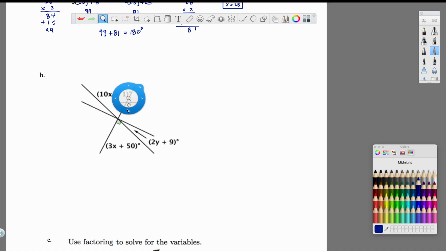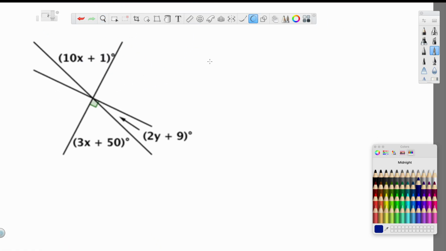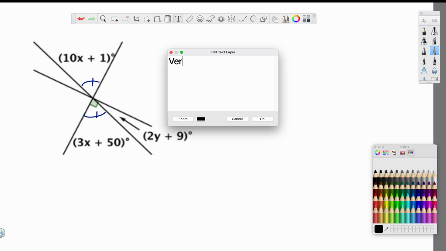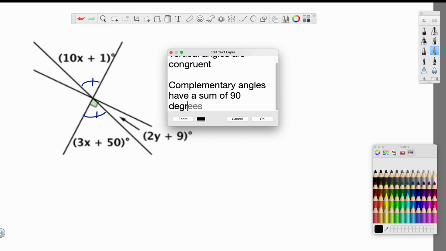Okay? This next one right here. Okay, so these angles have x terms in them. These are vertical angles. Vertical angles are congruent. Okay, and then this right angle right here tells us that these two angles are complementary. So complementary angles are angles that have a sum of 90 degrees.